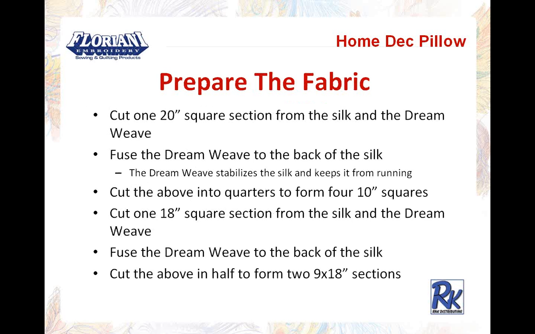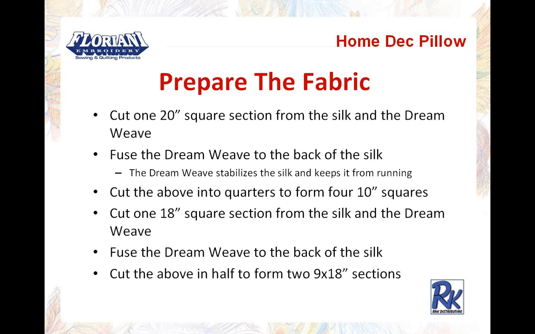So the first thing we're going to do is prepare our fabric. You need to cut one 20-inch square section from the silk and from the Dreamweave. So you're going to cut a 20-inch square section from both of them. You're going to put the fusible side of the Dreamweave to the back of the silk and fuse them together. Again, the Dreamweave is stabilizing the silk and keeps it from running as we stitch on it. It is not an embroidery stabilizer. It's not a stitch stabilizer. It is a fabric stabilizer in this particular application. You're going to cut the fused piece into quarters to form 4 10-inch squares.